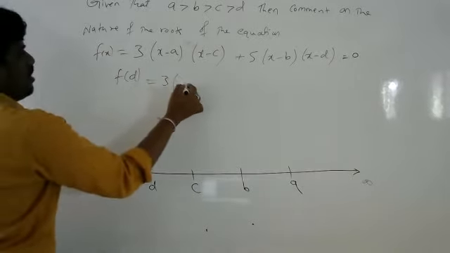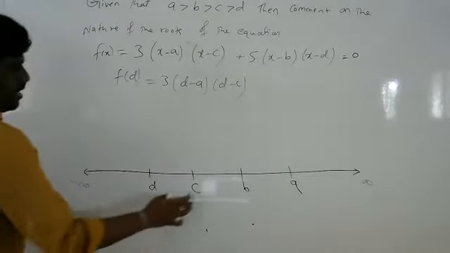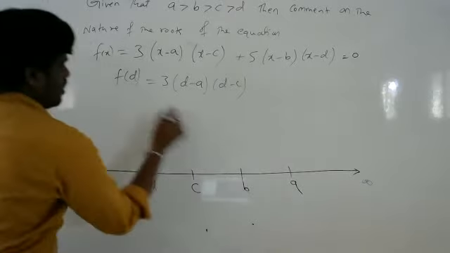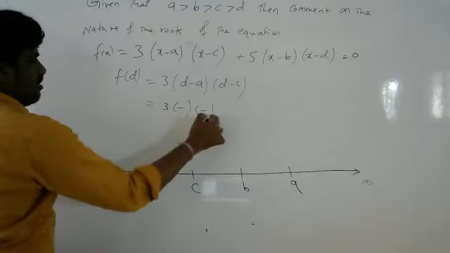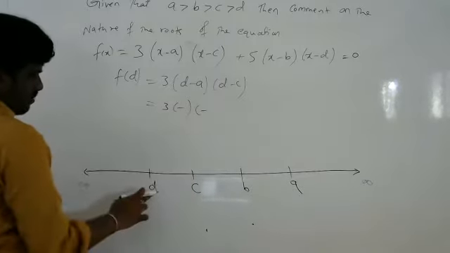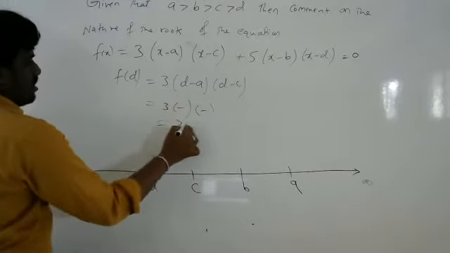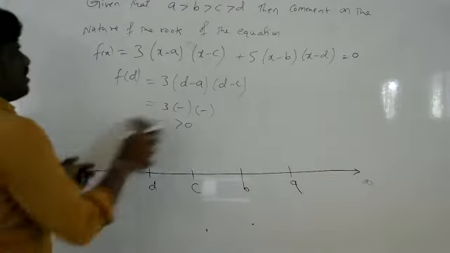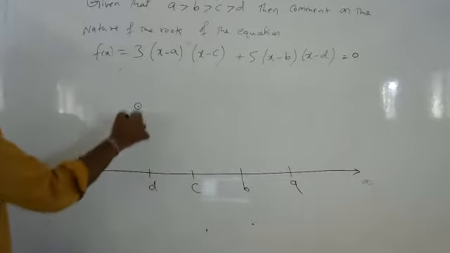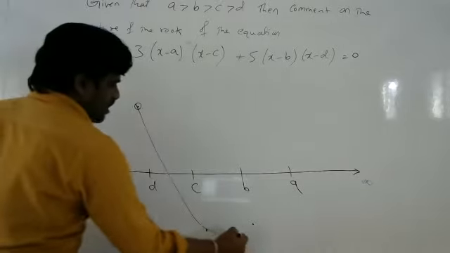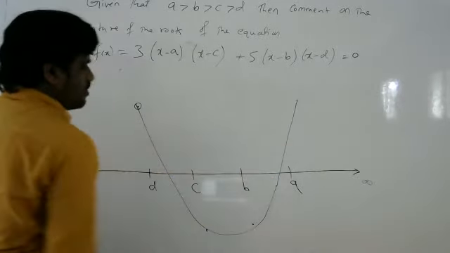So I am going to find f of d here. 3 into d minus a into d minus c, and here this will become 0. D minus a is negative, and d minus c is also negative. Negative into negative is positive. So f of d I am going to get positive. So here I am going to get this value positive. If I join them like that, I am going to get it like this.